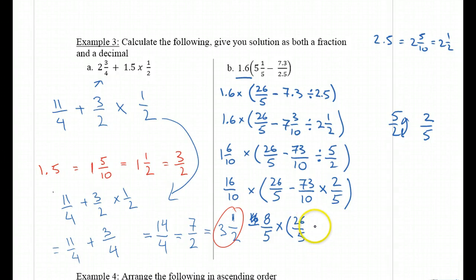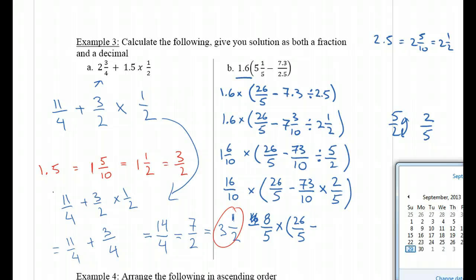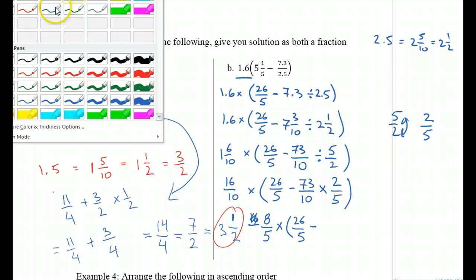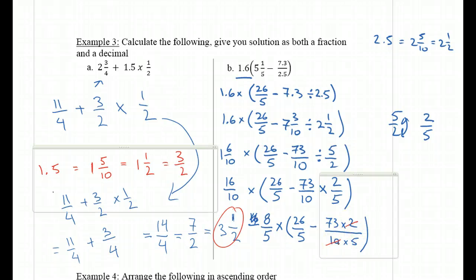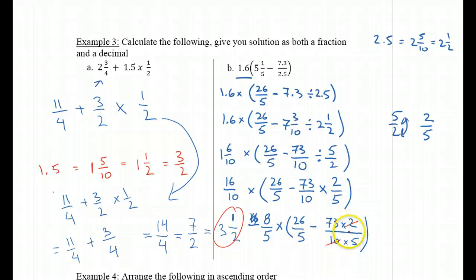And now I have, here we go, 73 times 2. Well, I'm not going to do that first. What I'm going to do, I'm going to write it all on one line here. Oh, let me get my pen back. I'm going to do it all in one line here. So I'm going to go 73 times 2, all divided by 10 times 5. And the reason I did that is because now I can simplify the 2 and the 10. And that becomes 1, and that becomes 5.